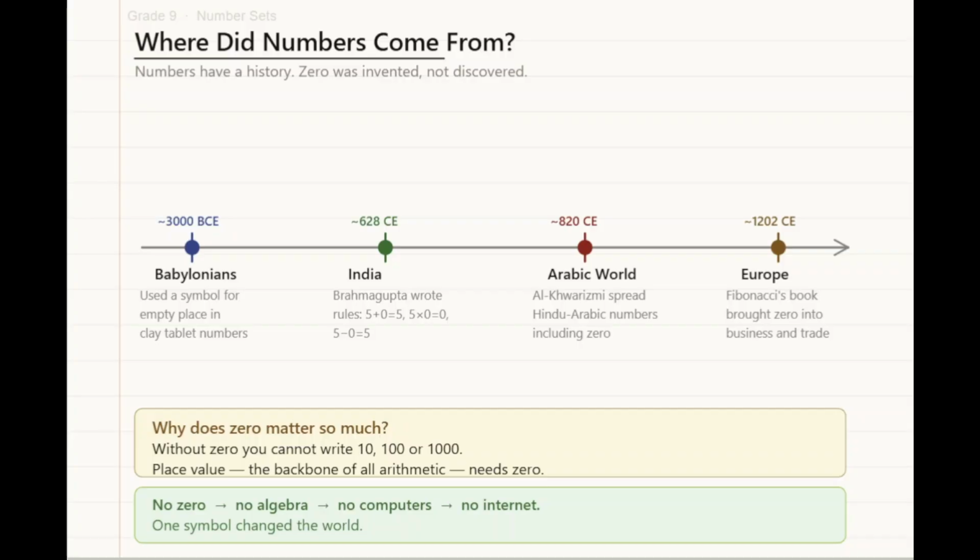Now, why does this matter? Without 0, you cannot write 10, you cannot write 100, you cannot write 1000. Place value, the way all our numbers work, needs 0. No 0 means no algebra, means no computer, and no computer means no internet. One small symbol invented by real people in real cultures over thousands of years, and it changed everything.